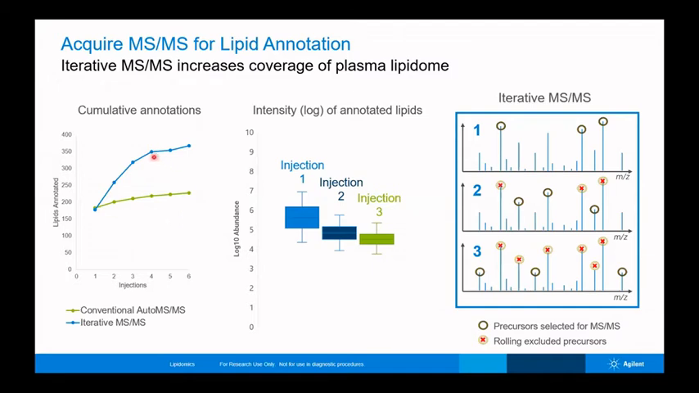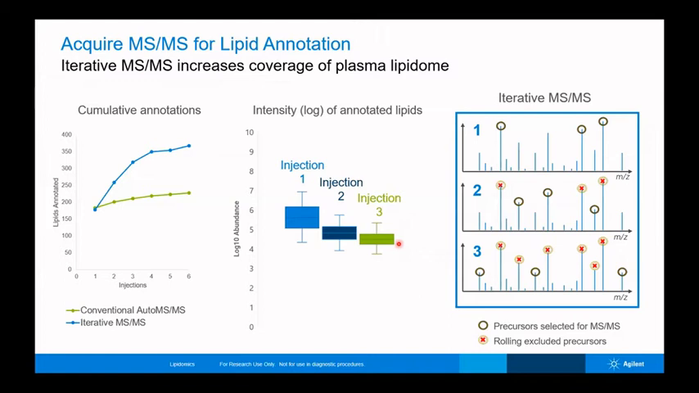Of course, you reach a point where you start plateauing because you cannot get more information than that, or the data or the samples are very low in abundance. You cannot get good fragmentation out of them. In the middle, this is showing you the log of the abundance after 3 iterative injections. As you see, we're going into the lower abundance in this case.